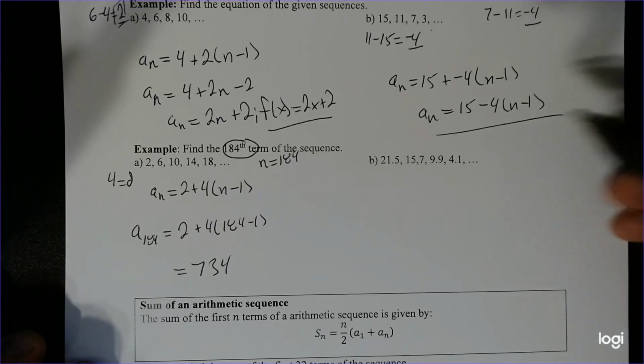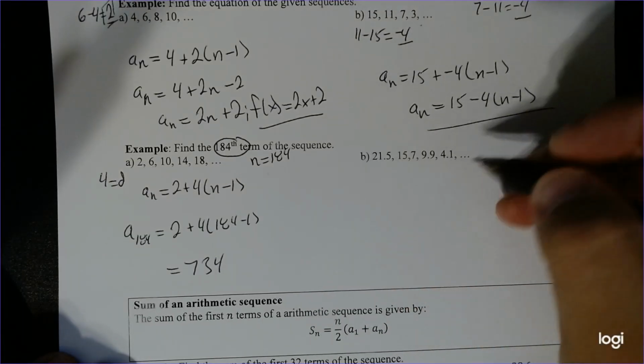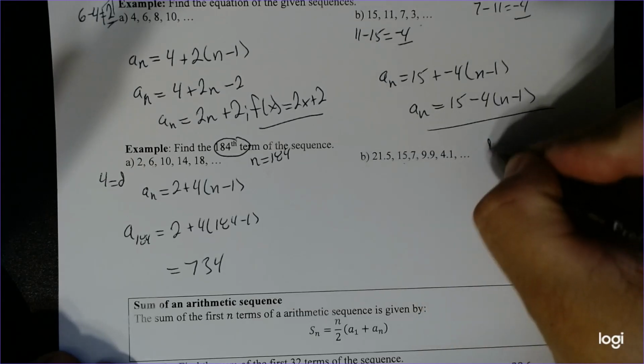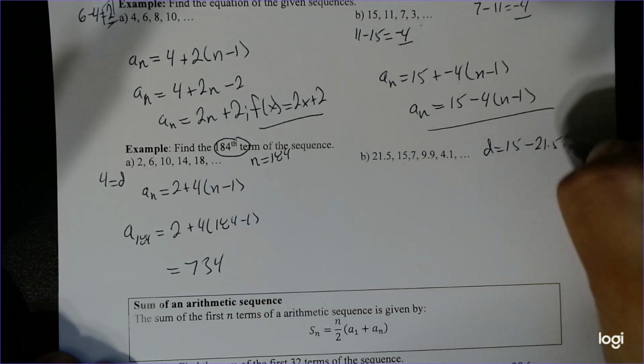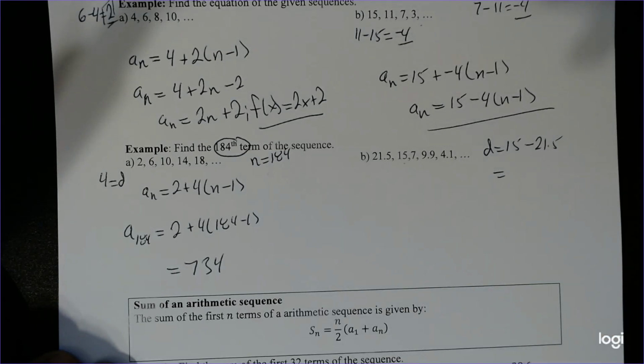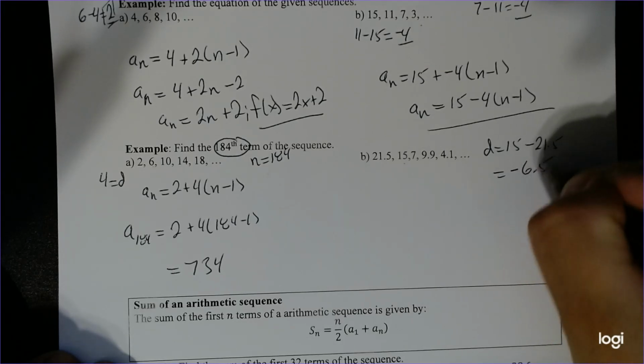And the same thing applies, right? They're decimals, so they're just terms. It's not considered positive. So same process, it would be 15 minus 21.5. So this gives about negative 6.5.